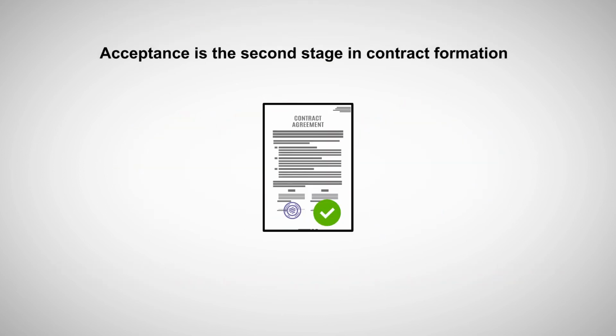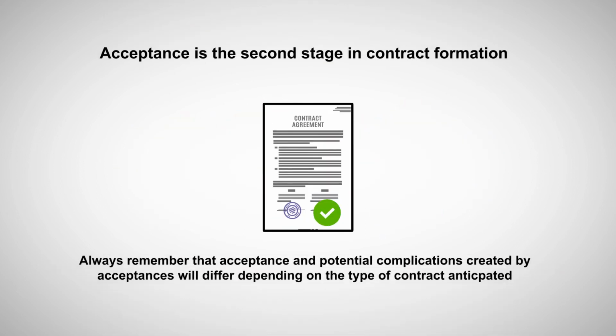Acceptance is the second stage in contract formation. Always remember that acceptance and potential complications created by acceptances will differ depending on the type of contract anticipated.